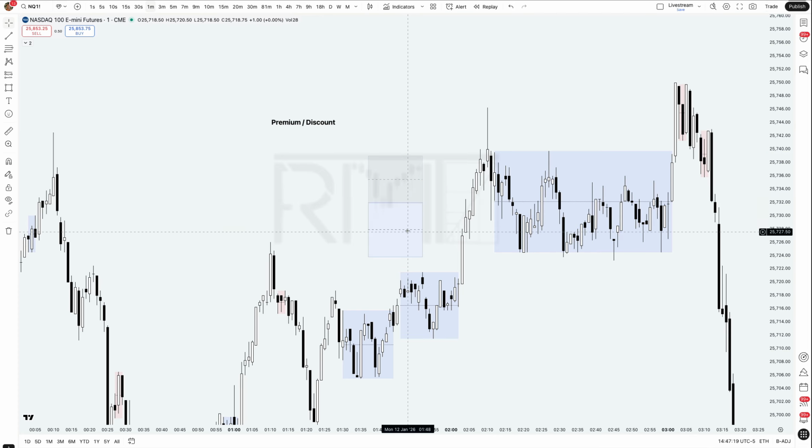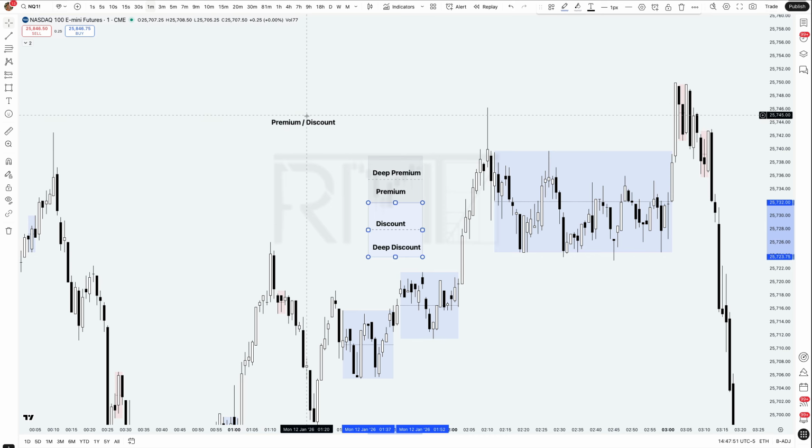50% below is discount, 50% above is premium. But the upper quadrant is deep premium, and the lower quadrant is deep discount. So you think about numbers: 50%, 75%, 100%, 25%, 0. In supply and demand, we want to buy when price is very cheap, so in a deep discount, and we want to sell when price is very expensive, in a deep premium.